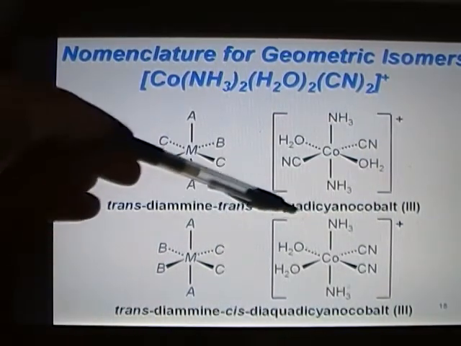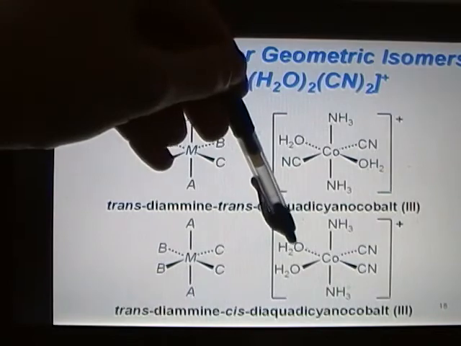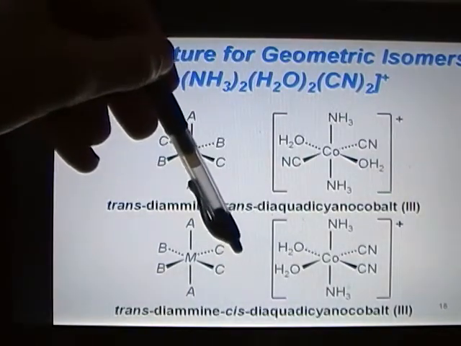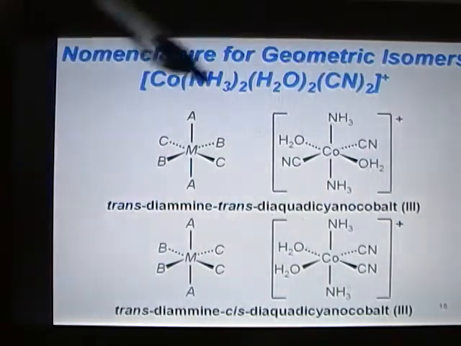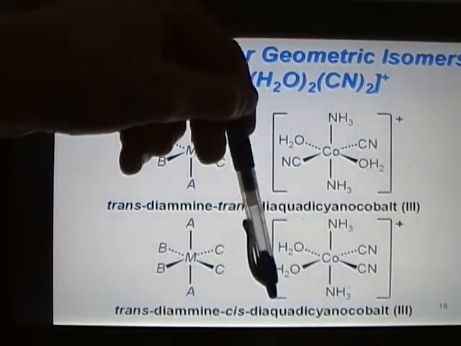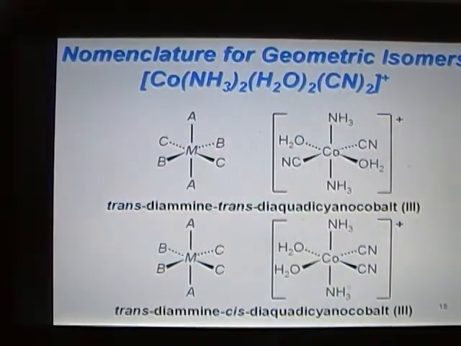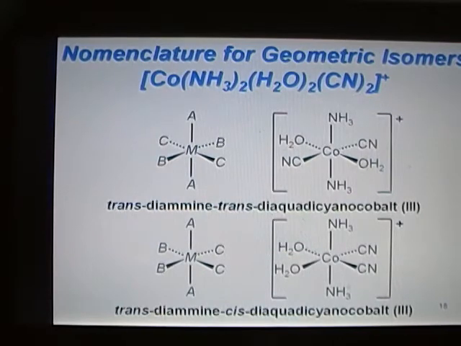In the second case, we still have the two NH3s 180 degrees from one another. This time, the two aqua ligands are cis to one another, and the two CN ligands are also cis. So we name this one trans-diamine, cis-diaqua. In this case, since the amine ligands are trans and the aqua ligands are cis, the cyano ligands are required to be cis as well. So this is trans-diamine, cis-diaqua, dicyano-cobalt-3.